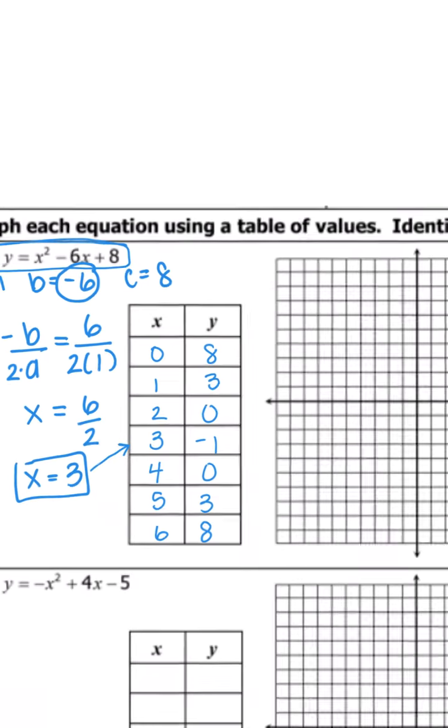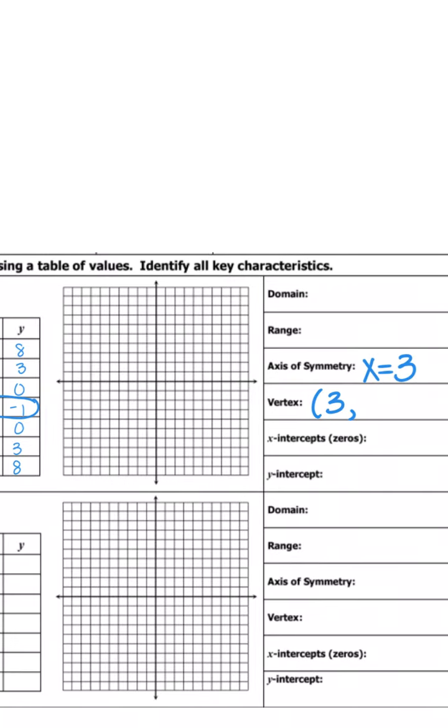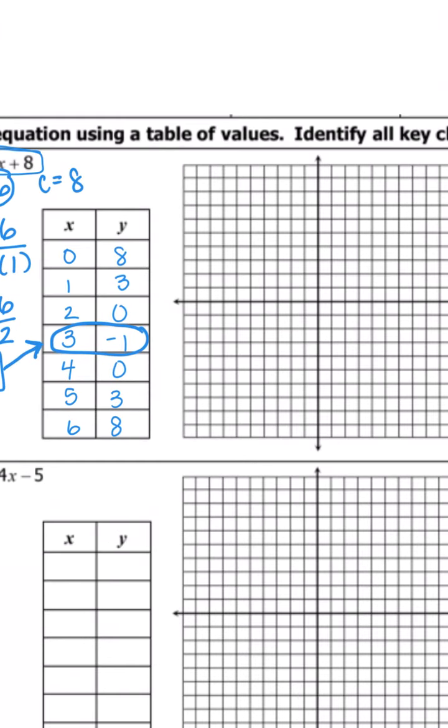All right, so I can see right here that this is my vertex then, because remember, whatever went with our axis of symmetry, that's the x coordinate to the vertex. I'm going to fill some other stuff in. So remember, the domain for any quadratic is always all real numbers. All right, let's plot these points. So 0, 8 means don't go left or right any, just go up 8.